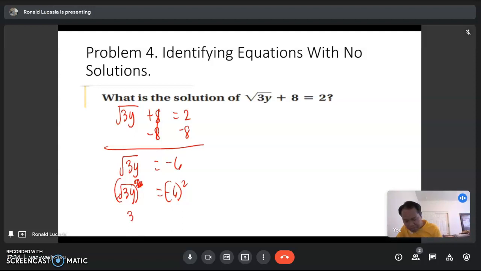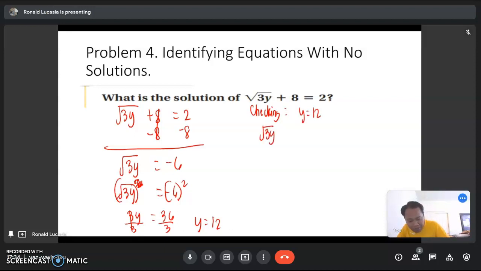Okay, so this is 3y. Negative 6 times negative 6 is 36. And then you divide both sides by 3. So my y is 36 divided by 3 is 12. Let's check again whether y is equal to 12 will satisfy the given radical equation.